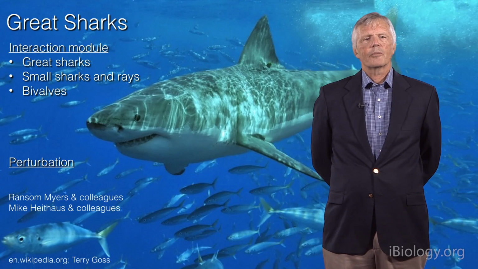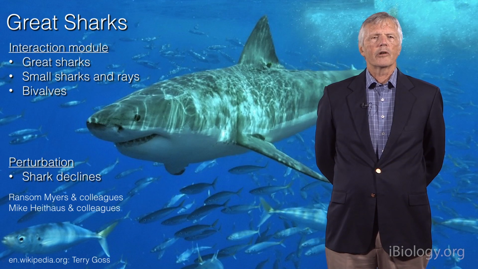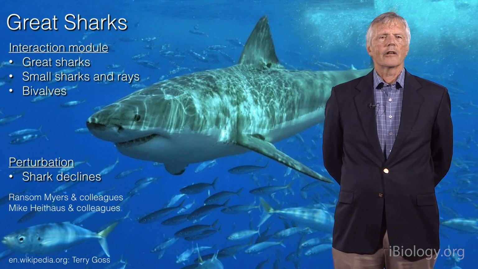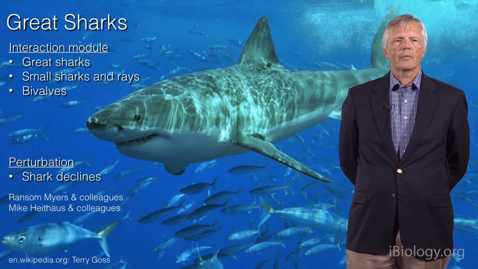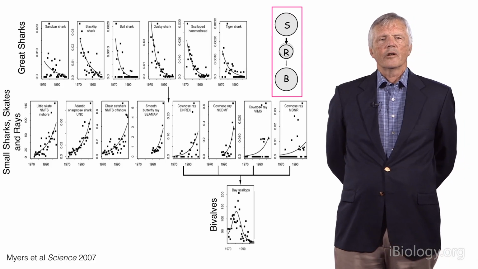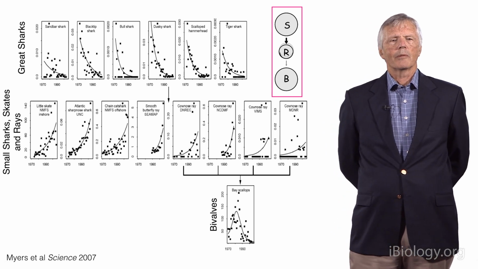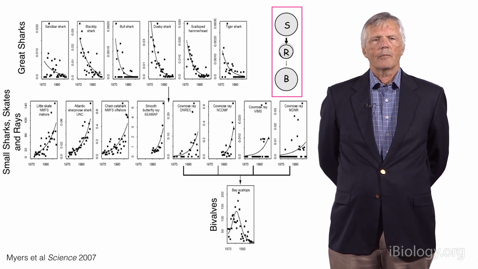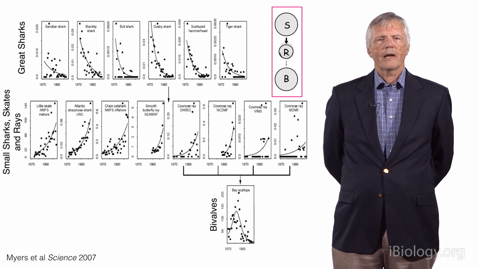The perturbation in this particular case that has provided a window into understanding the effects of sharks in this system has simply been the overexploitation and depletion of sharks and the time series of data that people have gathered on the abundance of sharks, the abundance of small sharks and rays, and on the abundance of bivalves. This is a figure that comes from the paper that Ransom Myers and his colleagues published in Science in 2007. There are a lot of data here, and it's a little bit complicated to look at. I want to draw your attention just to the trend lines in each of these panels.